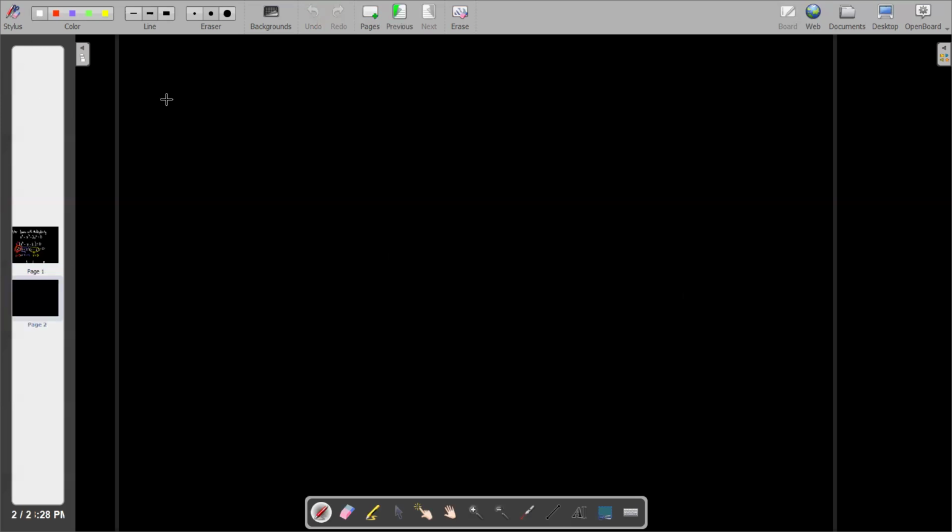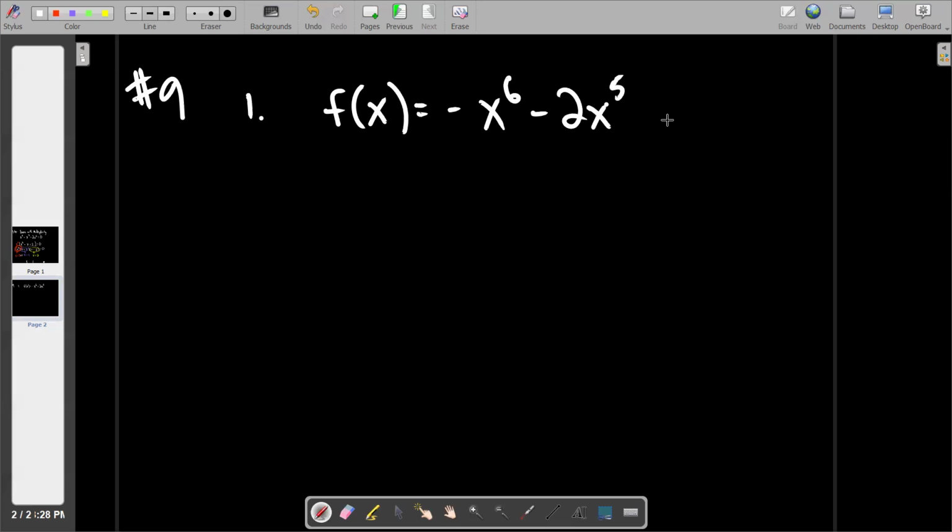This is assignment number 9, problem number 1. If you don't want to go to Canvas right now, I'll just put it up here for you. It says f of x equals -x to the 6th minus 2x to the 5th plus 4x to the 4th plus 8x to the 3rd. So this is good. We're doing your homework together. How fun.